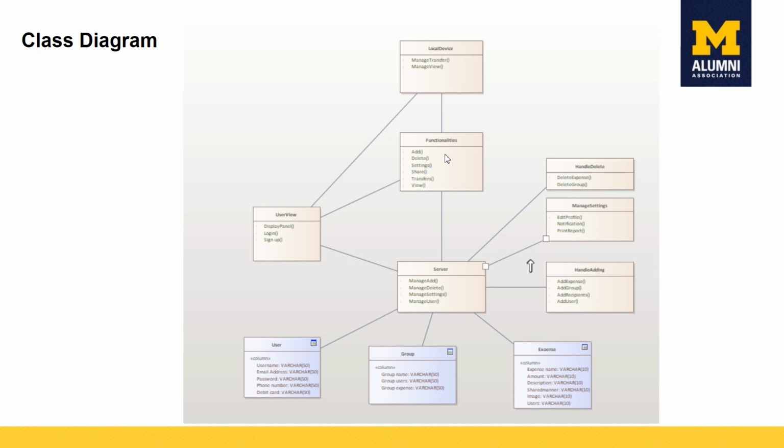So first, let's go over the add, for example. For the add functionality, we can add an expense, we can add a user, we can add a group. So as you can see, we have multiple things that we can add inside this add function. For the delete, it's the same thing. We can delete a user, we can delete an expense, and we can even delete a group.